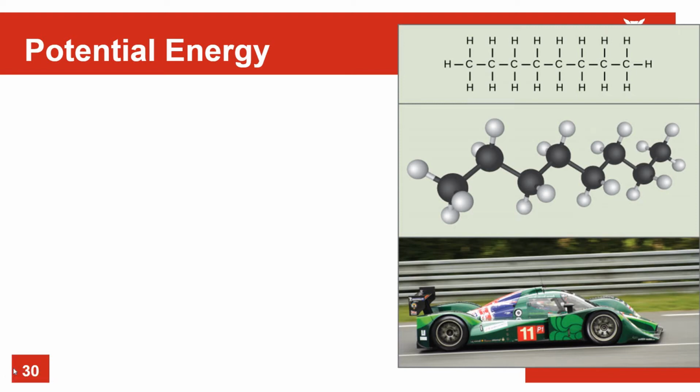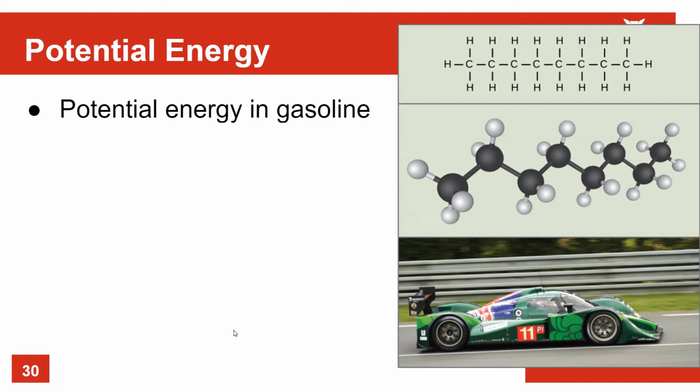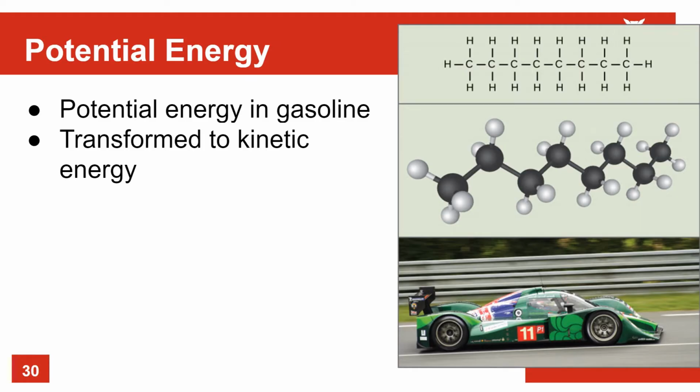All right, so we're continuing on. Again, what's potential energy? Stored energy. Very good. Within the realm of biology, it's going to be stored in chemical bonds or in a concentration gradient of some sort. In this example, potential energy is stored in the chemical bonds of gasoline, transformed into kinetic energy by a combustion reaction, allowing the car to move.